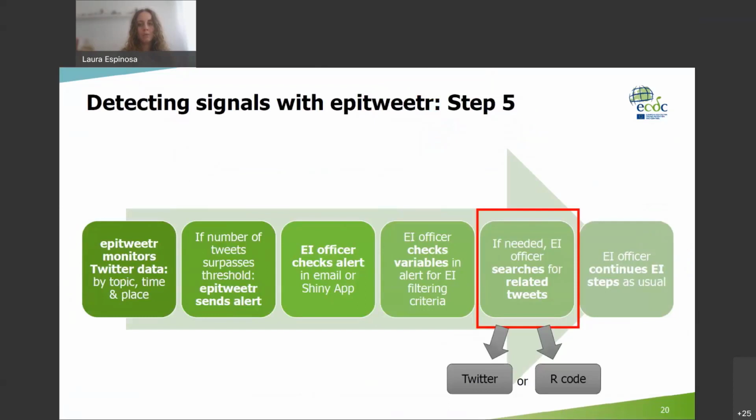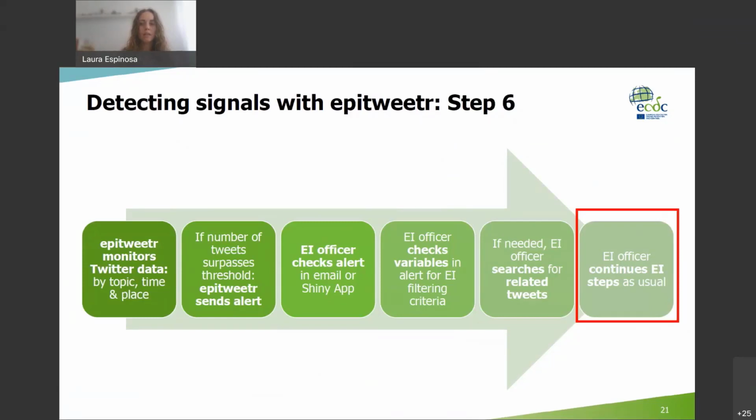And then the next step would be, if needed, to search for more information or related tweets. As you saw in those email alerts or in the Shiny app, you will be able to see some of the most frequent top words and the topic that generated the alert for the possible location and time, but you don't really have the raw data. Next slide.